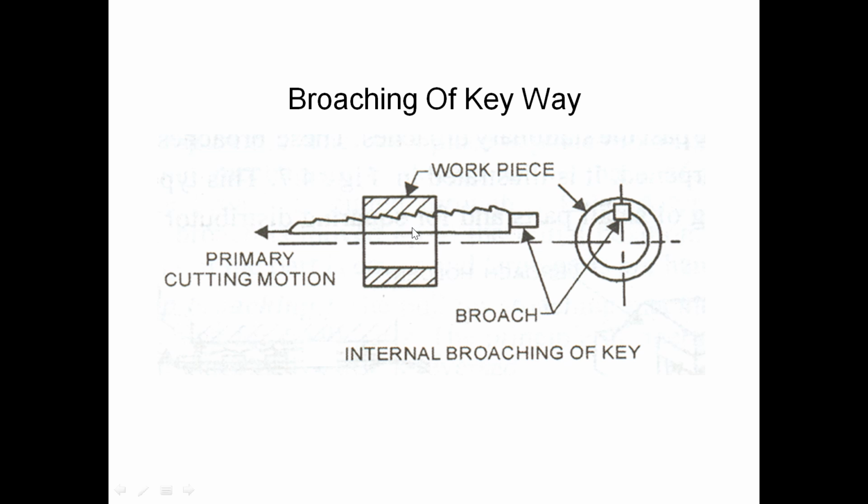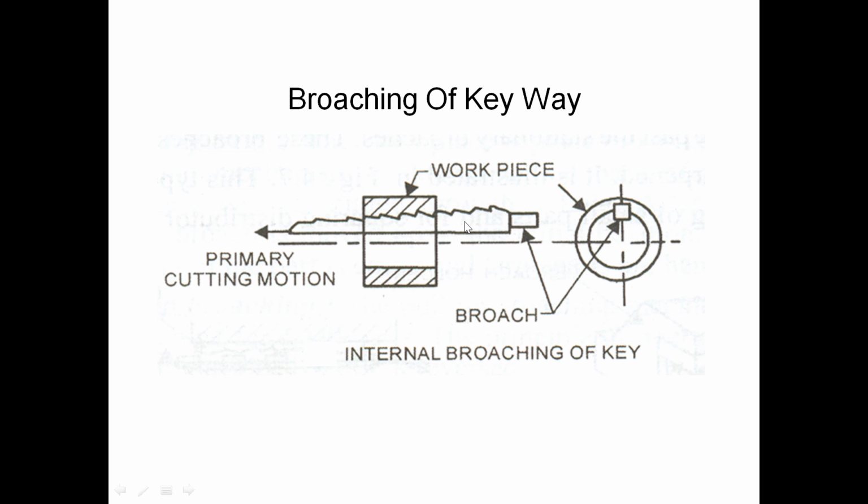You can see here, this will be the broach tool. With the help of this broach we are producing the keyway cutting on the shaft or workpiece. This will be the keyway cutting. This will be the keyway on the shaft. Understood? In this figure we can see the cutting of the keyway.